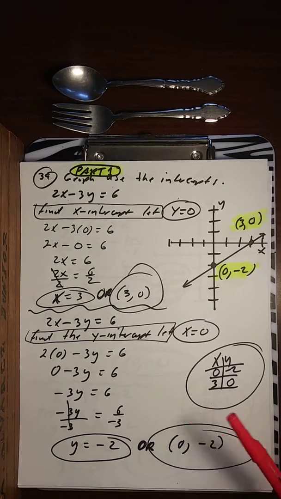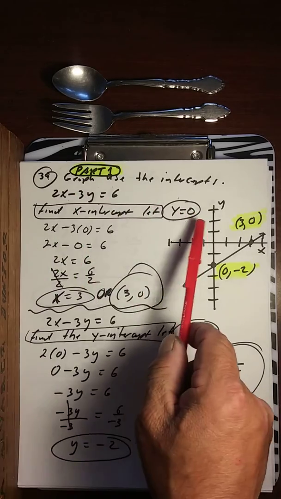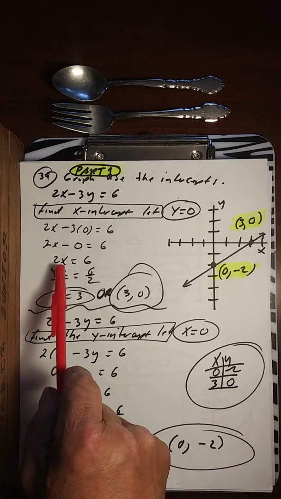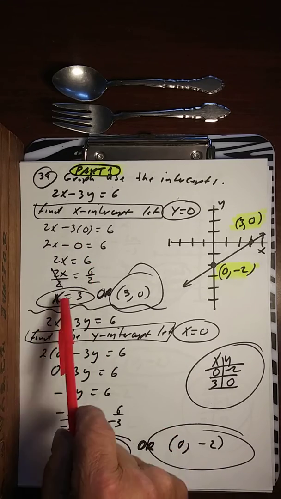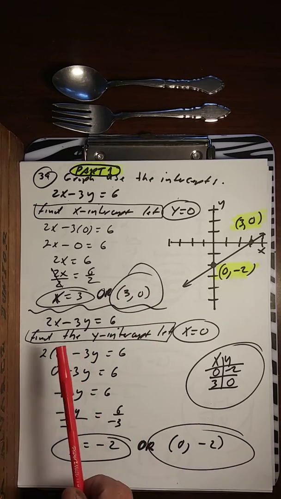Graph. Use the intercepts. To find the x-intercept, let y equal 0. So in this formula, put 0 for the y. So 2x minus 3 times 0, 0 right there. That's going to be 2x equals 6. Divide by 2. So x is 3. Now that means that you have (3, 0). That's one point.